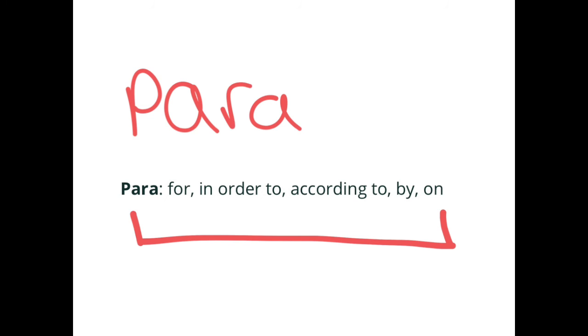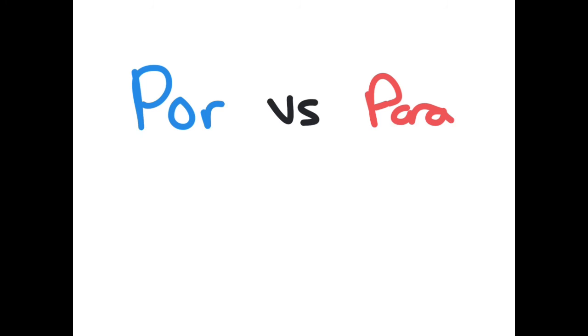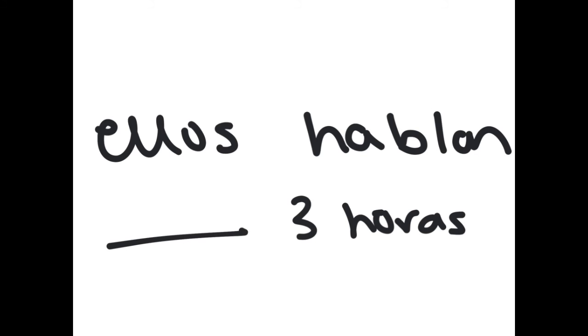So para, as you can see, is more used for translating words like these, for, in order to, according to, by, on, yeah. The acronyms I gave are not the extensive list of when you use por versus para, but it is a good thing to keep in mind because those are the most common ways you will use por versus para. So just to reiterate, for por, you use more for unit of measure, numbers, exchanging, and para is used more for purpose, what you're doing, why you're doing this, to say what you're thinking. And that's basically what you have to remember when you're trying to figure out when to use por versus when to use para.